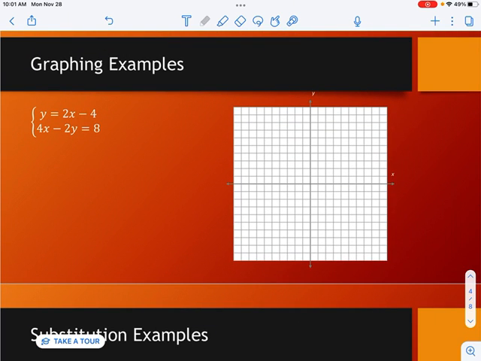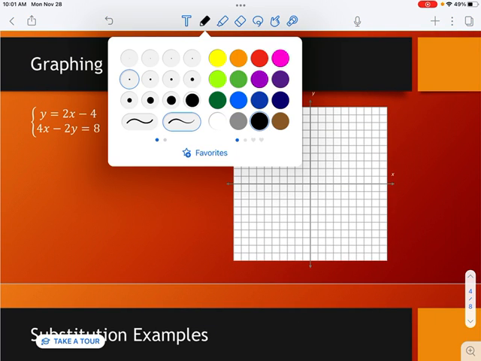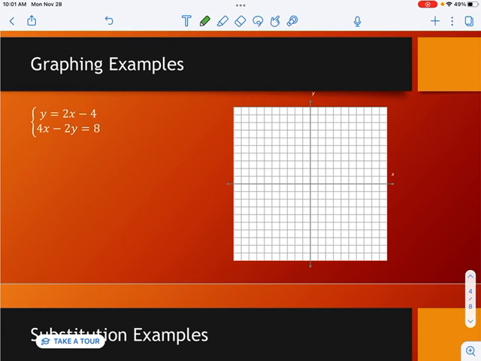Okay, let's try another one here. Let's start off with the first equation. On this first equation, my slope is 2. My y-intercept is -4. So 1, 2, 3, 4 down. From there, I move up 2, right 1, up 2, right 1. I connect them.